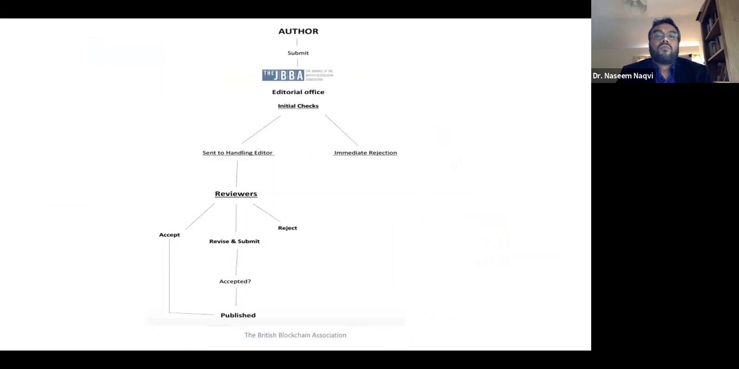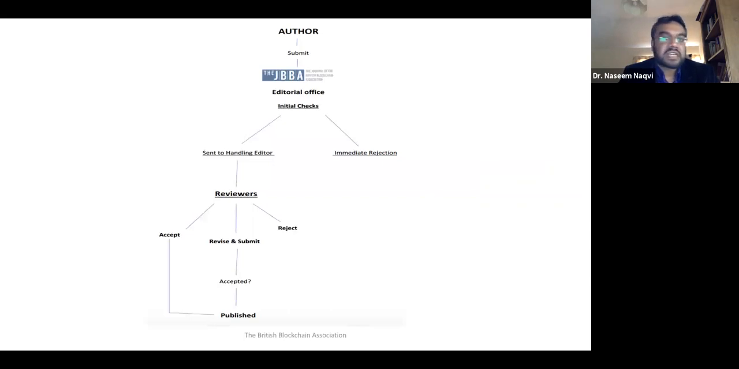So what happens at submission? Let's say you have decided to submit your work to the JBBA. Your paper is received in the editorial office, and then the managing editor performs some initial checks. There are three main checks performed at this stage by the managing editor. If there are any issues or concerns at this stage, then your article will most likely be rejected.